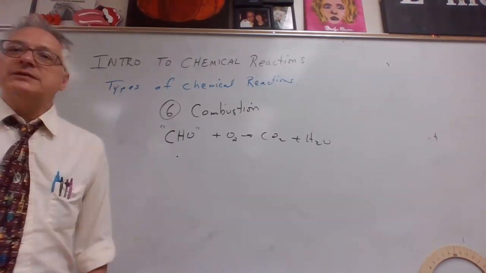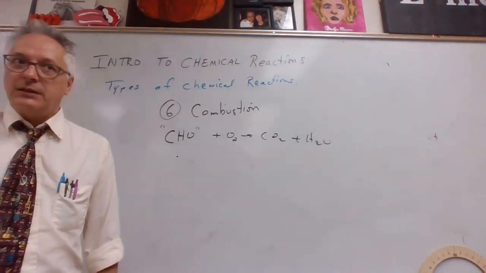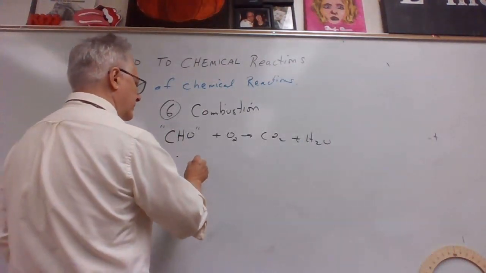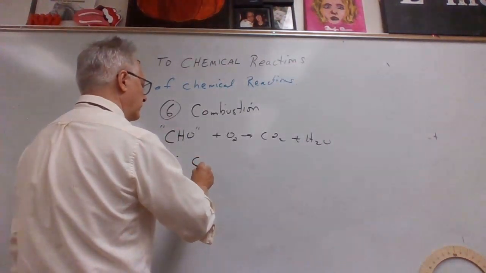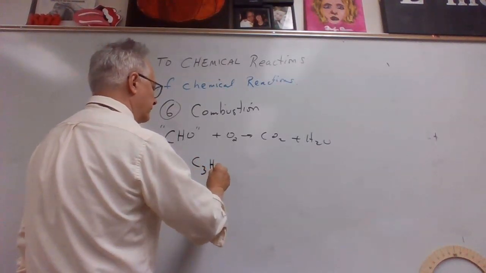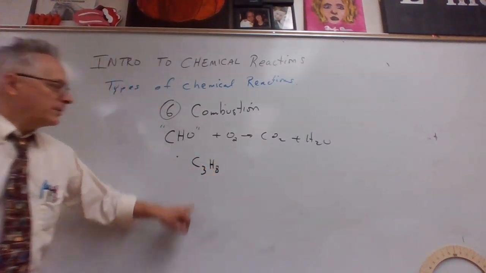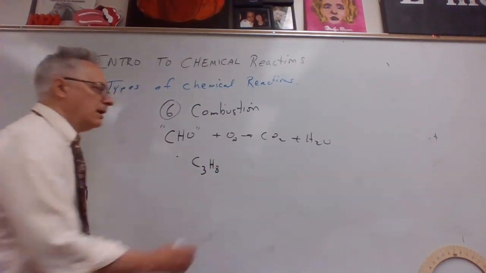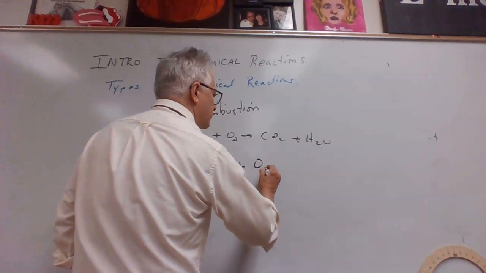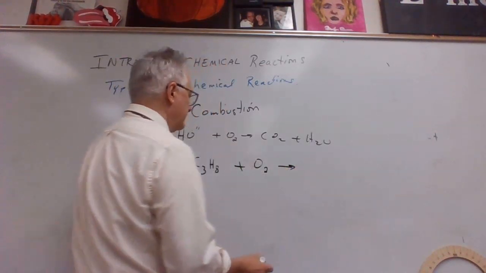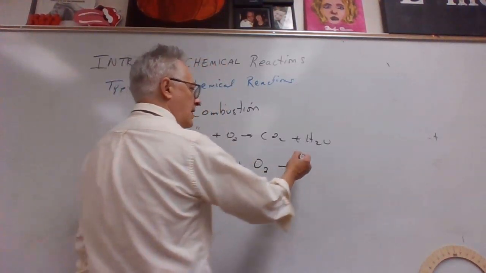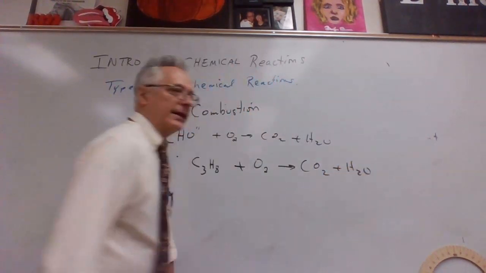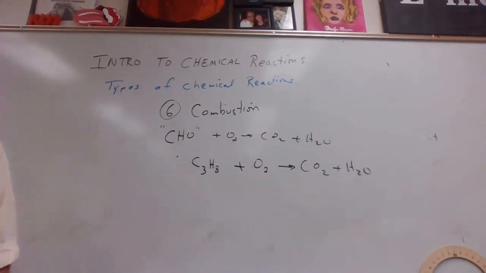So let's take something simple that we can combust, like propane. Everyone has a propane tank, maybe by their grill or your furnace or something. The formula for propane is C3H8. And if you see it reacting with oxygen, and I have carbon dioxide as a product, and water, then you immediately can identify that as a combustion reaction.